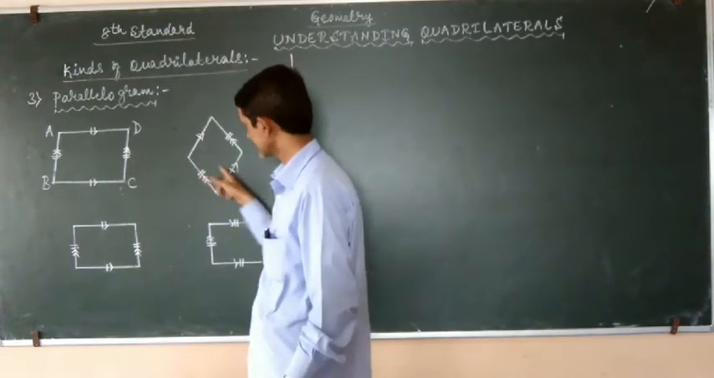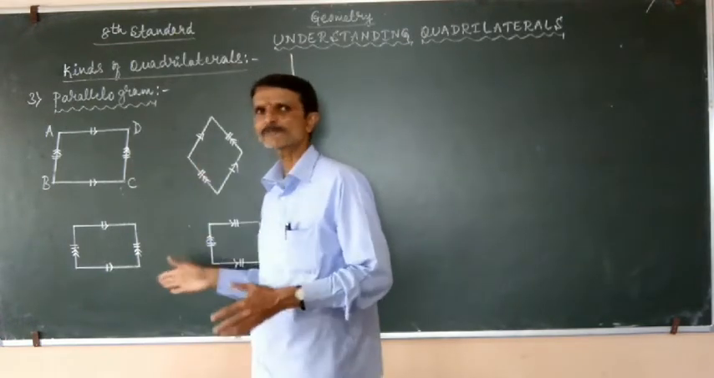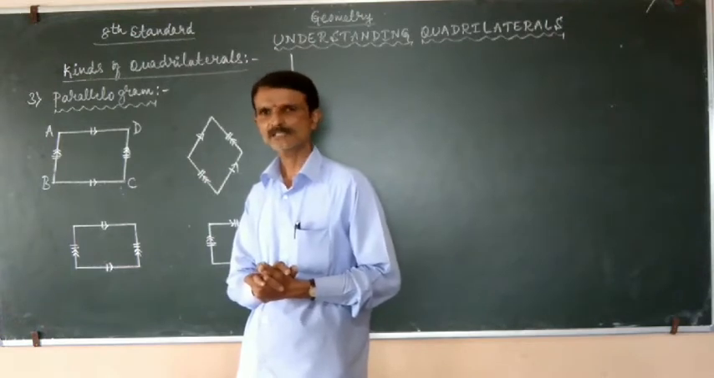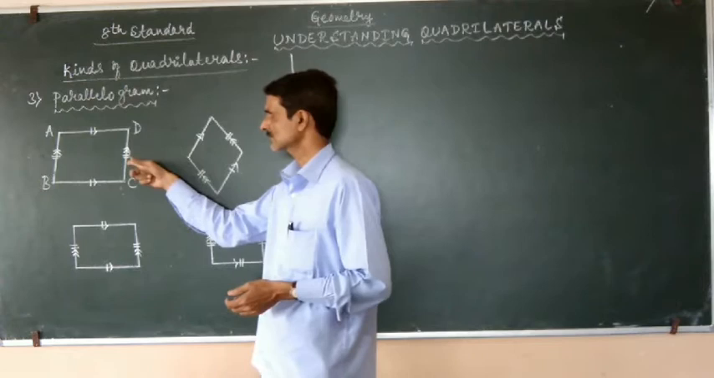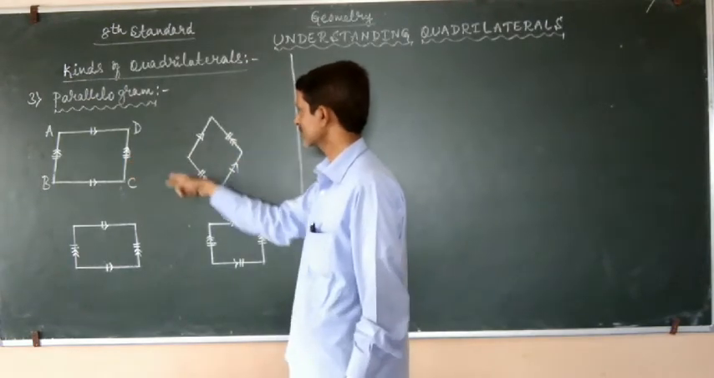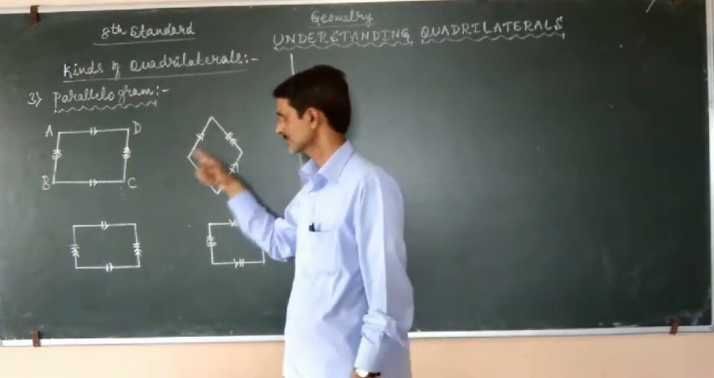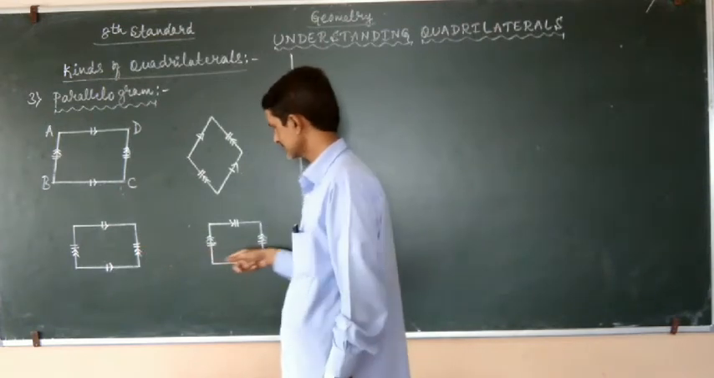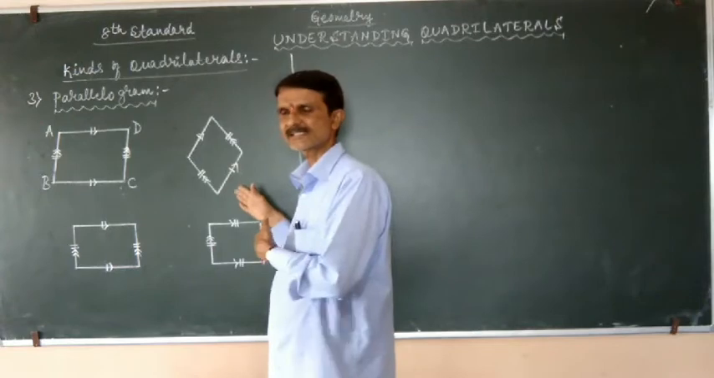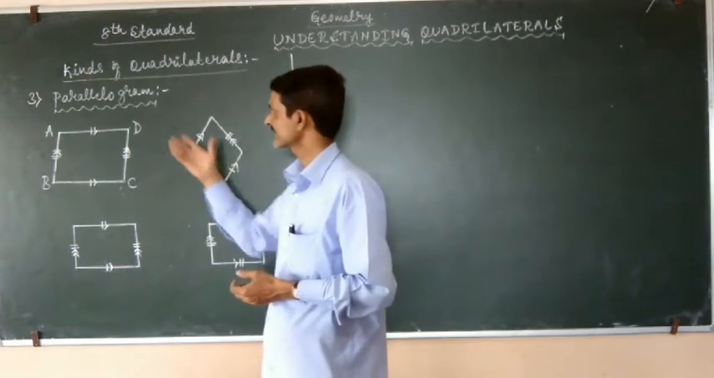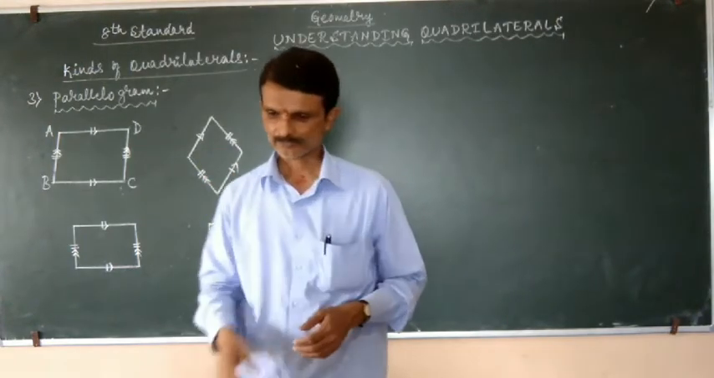So these are the types of parallelogram. Here it is called a parallelogram. This is called a rhombus. This is called a rectangle, and this is called a square. So we will study the next types of parallelogram.